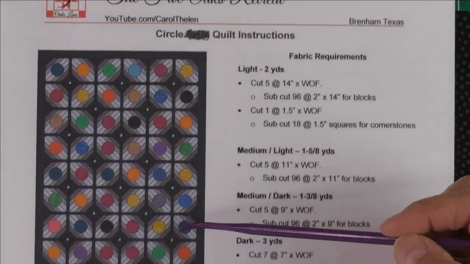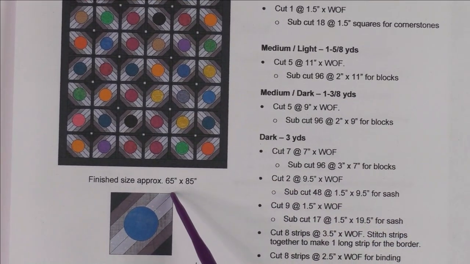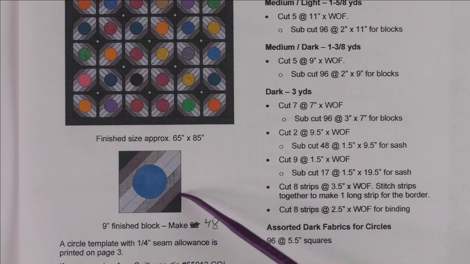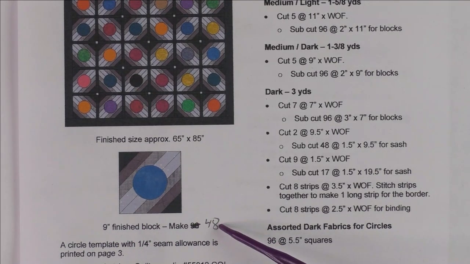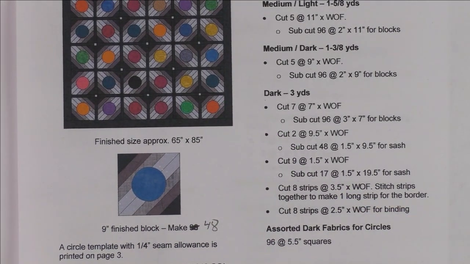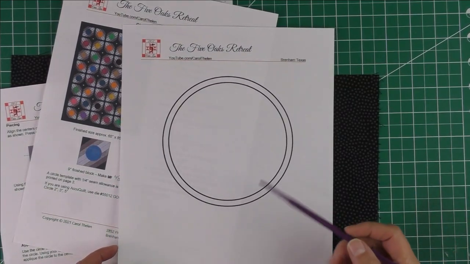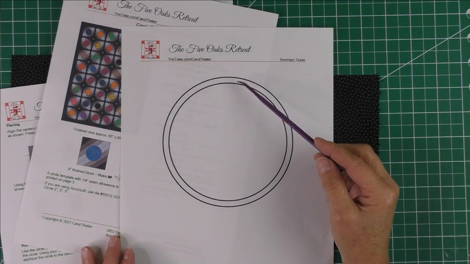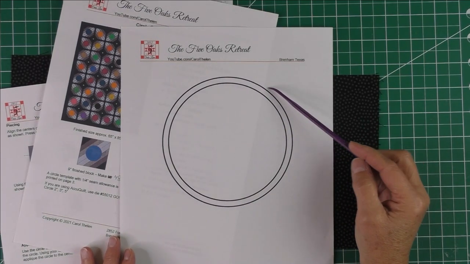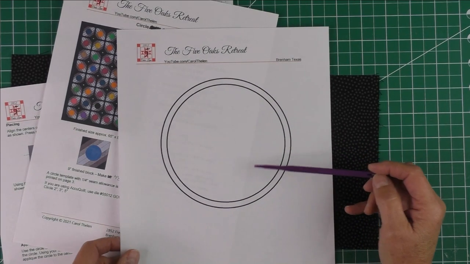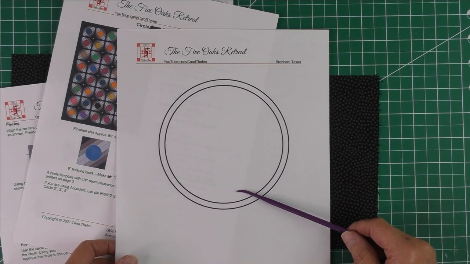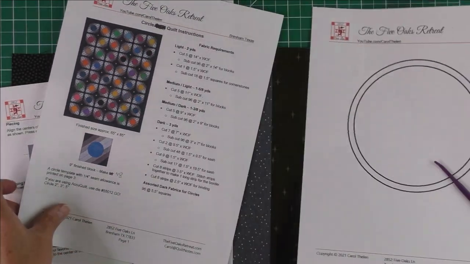Here's the picture of the quilt, and it finishes 65 by 85. And here's a picture of the block. It's 9-inch finished, and you'll need to make 48 for this quilt. I included a circle template if you're going to cut it out by hand. It's supposed to be 5 inches with a 1/4 inch seam allowance, but you might want to check the size when you print it off to make sure it's the size you want. You can use this if you want to cut your circle by hand.